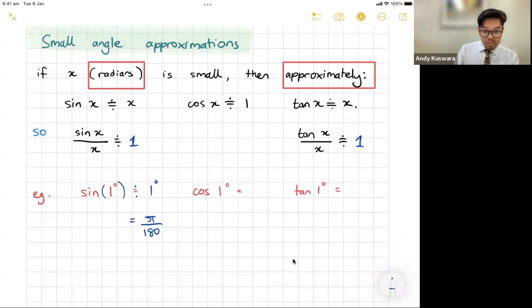Then if we've got cos 1 degrees, we know it's roughly going to equal 1. That's it. And last one, tan is very similar to sine. That means it's going to equal roughly 1 degrees, which is the same as that many radians, pi on 180 radians.